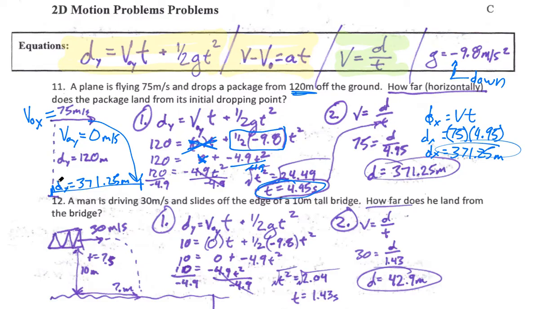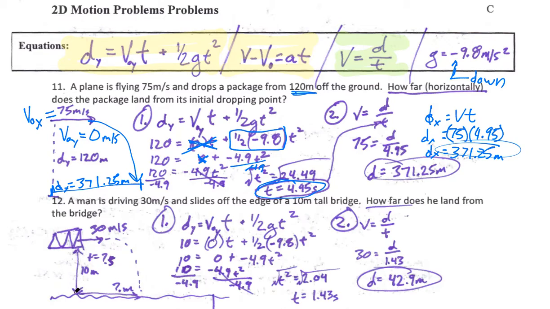Okay. Number 12, man's driving 30 meters per second, slides off the edge of a 10-meter tall bridge. Okay, that's not too morbid. How far does he land from the bridge? Well, here's my crappy drawing of a bridge, up here. We know that it's 10 meters from the surface of the water.